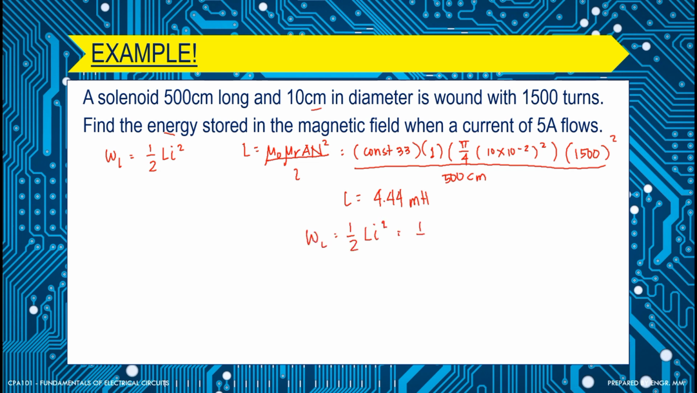Now to solve for energy, that is 1/2 Li². So 1/2 times 4.44 millihenry. Then our current is 5 ampere, so let us square that, times 25, divided by 2. So our answer is 55.52 millijoules.